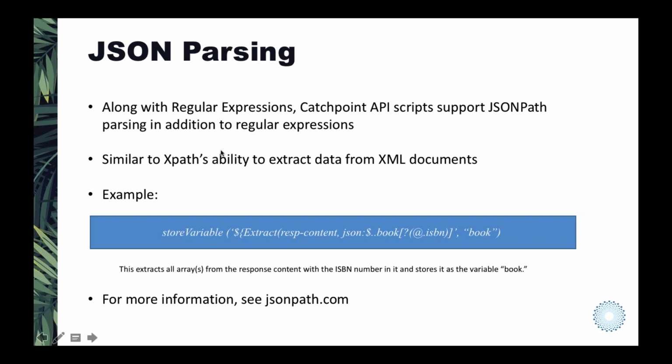In the example here, we're looping through a JSON response to extract the ISBN number that is referenced in the JSON data structure and store it in a variable called book that we can then use further down within our API transaction. And if you're curious about JSONPath, you can go to jsonpath.com and see more information and examples on using JSONPath.